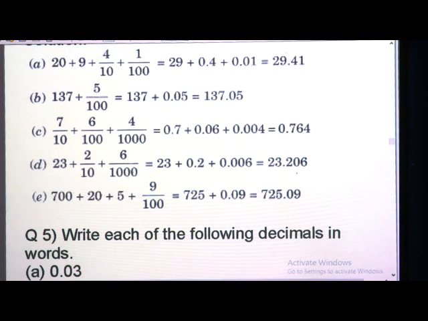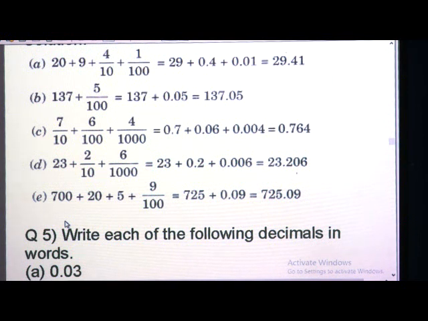6 upon 1000 becomes 0.006. When we add this, we get 23.206. Next question, 700 plus 20 plus 5 plus 9 by 100.